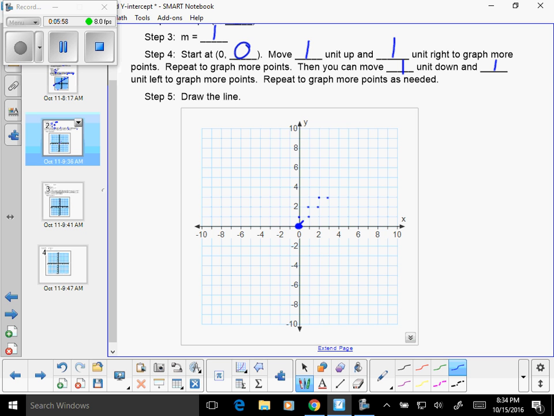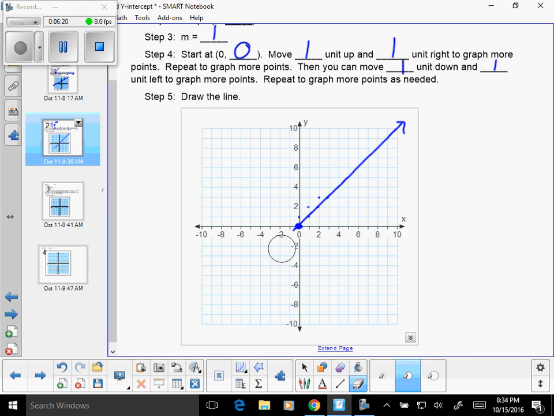And I can go ahead and just carefully draw all the way through. Or I can go down 1, left 1, down 1, left 1, down 1, left 1, down 1, left 1. And I can continue the pattern by going through the corners.